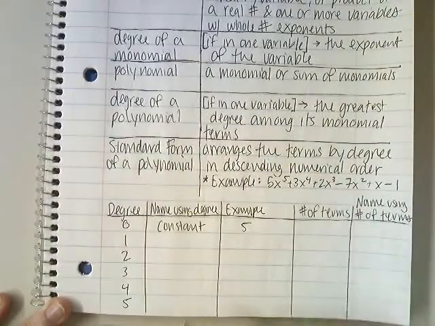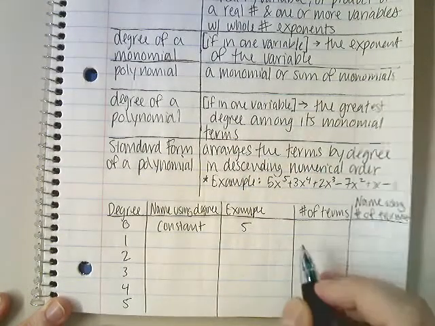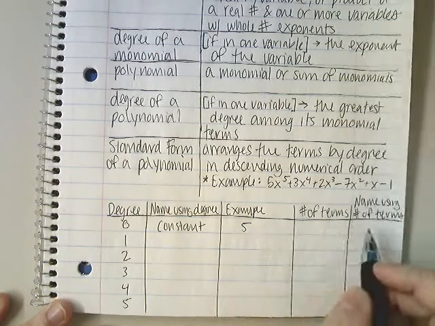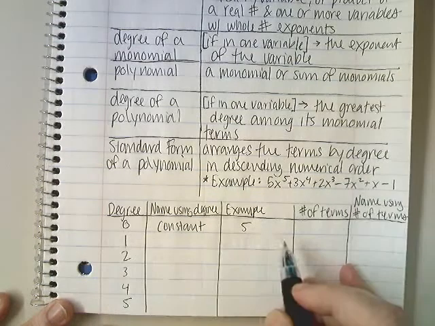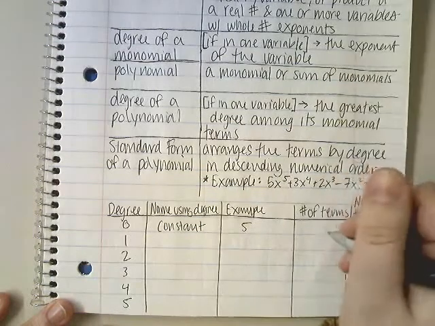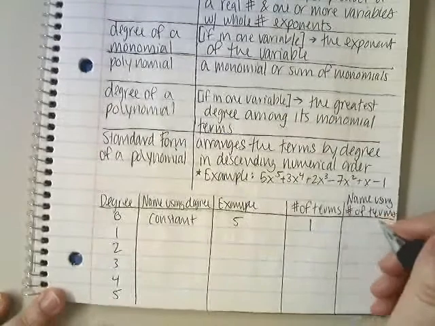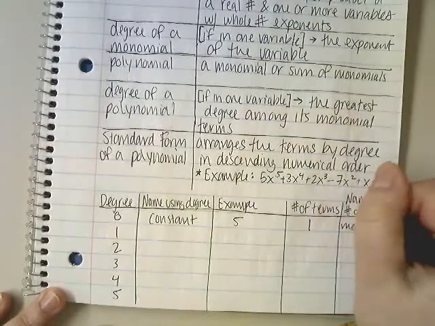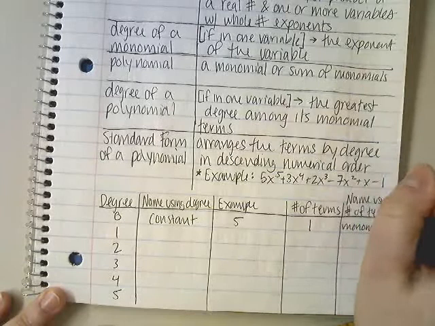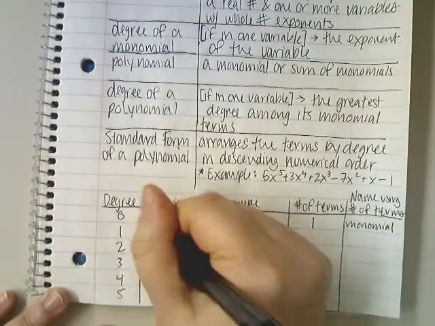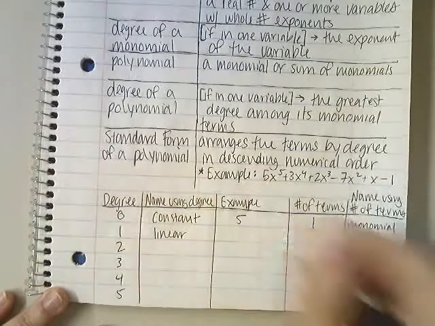It could be anything. The number of terms, on the other hand, talks about how many actual monomials are in that polynomial. So in this case, there is only one term. So the name of the number of terms would be a monomial. If we had something to the first power, it would be a linear function. We've learned about those as well.